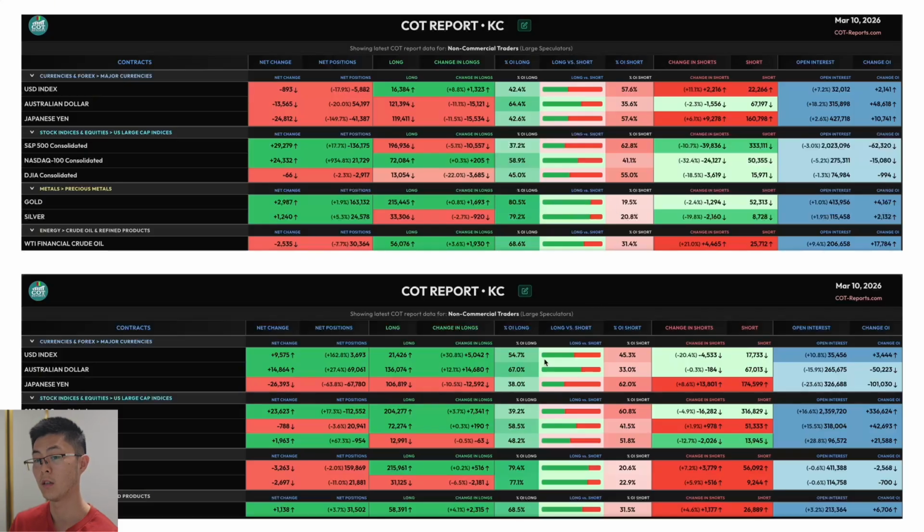With USD, we've got an increase in long positions, a decrease in short positions, and also an increase in net positions, so very bullish for USD. Same thing with the Aussie: green, red, increase in net position, so a bullish bias for Aussie. Yen, a bearish bias. We've got a decrease in long positions and an increase in short positions, plus a decrease in volume. So bullish for USD, bullish for Aussie, bearish for Yen.